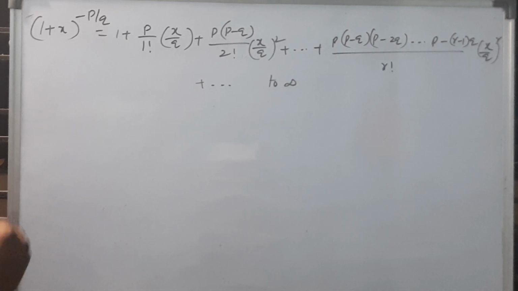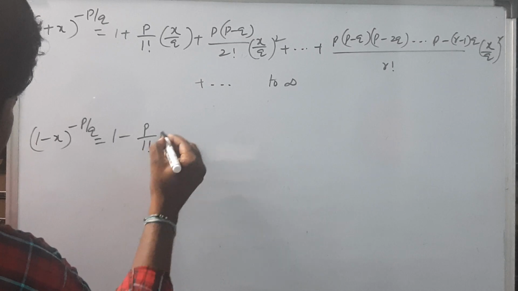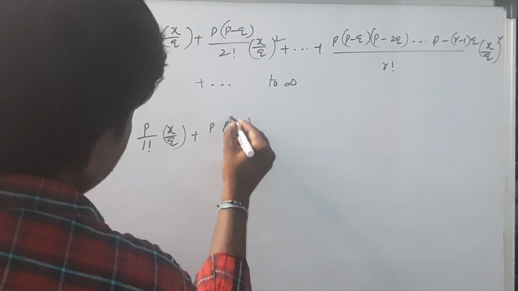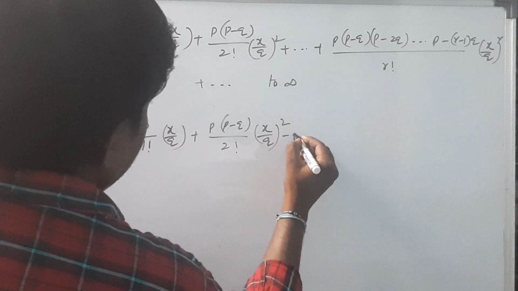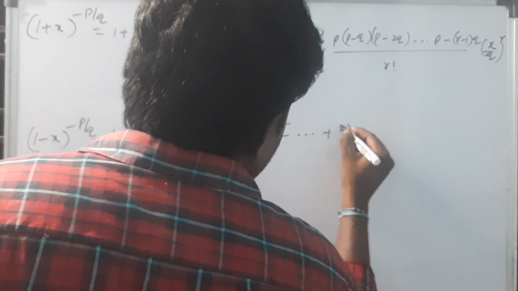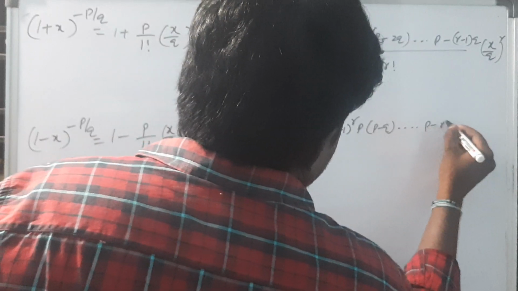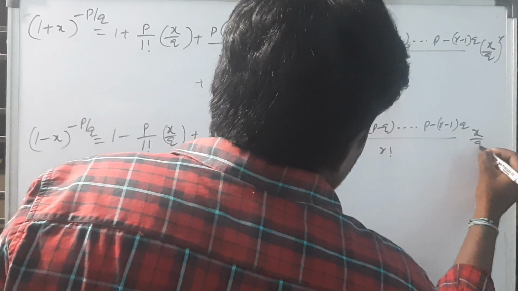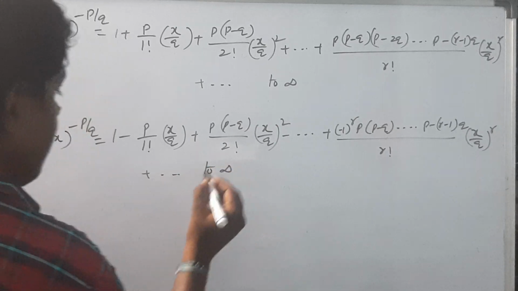Okay, next, (1 minus x) whole power minus p by q is equal to 1 minus p by 1 factorial into x by q, plus p into (p minus q) by 2 factorial into (x by q) whole square, minus and so on, plus (minus 1) power r into p into (p minus q) and so on up to (p minus (r minus 1) q) by r factorial into (x by q) whole power r, plus and so on to infinity.